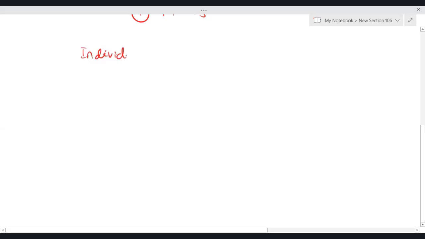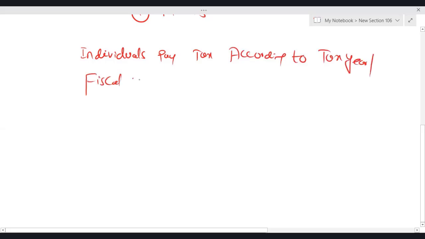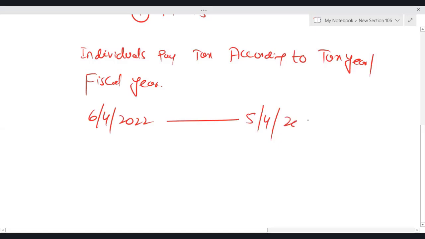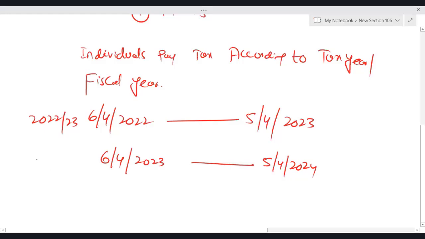individuals pay tax according to the tax year. Another name is fiscal year. In the UK, the tax year, or fiscal year, starts from 6th April, for example 2022, and ends on 5th April 2023. How do we write it? We write it like this: 2022/23. The relevant tax year for us will start from 6th April 2023 and end on 5th April 2024, and we are going to write it like this: 23/24. So individuals in the UK pay tax according to the tax year, and the tax year starts from 6th April and ends on the next 5th April.